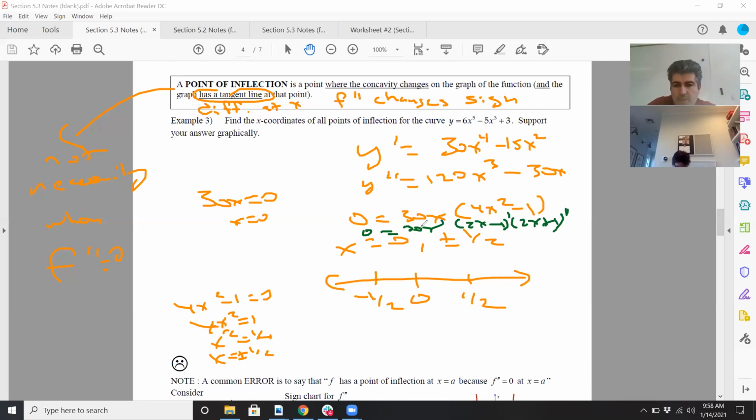If I plug 1 in, go ahead, plug 1 in, it's positive. Now, because 1/2 came from 2x minus 1, and 2x minus 1 is linear, you're going to see a sign change on the other interval. And 0 comes from 30x, which is linear, so you're going to see a sign change. Negative 1/2 comes from 2x plus 1. That is linear, so you're going to see a sign change. So they will alternate in that regard.